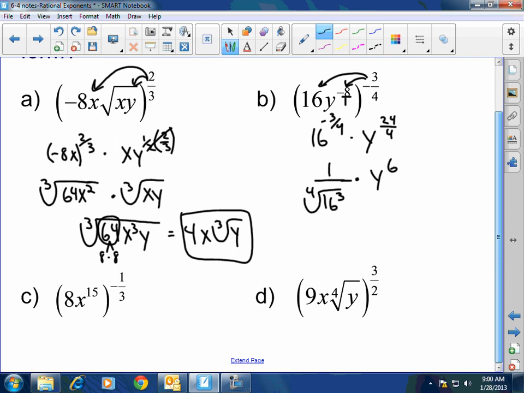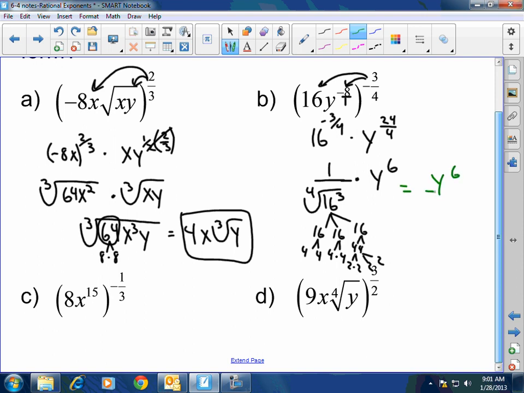Okay, 16 cubed here. Let's think about this. I've got 3 16ths. So that means 4 and a 4, 4 and a 4, and then a 4 and a 4, which breaks up into 2 and a 2, and a 2 and a 2. Okay, check out what I did here. I'm looking for sets of 4, right?